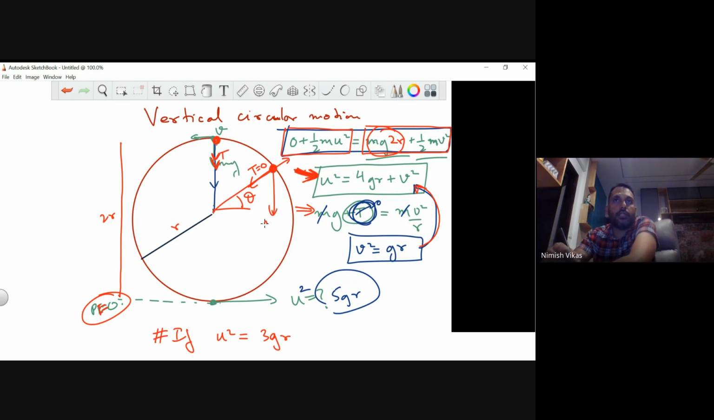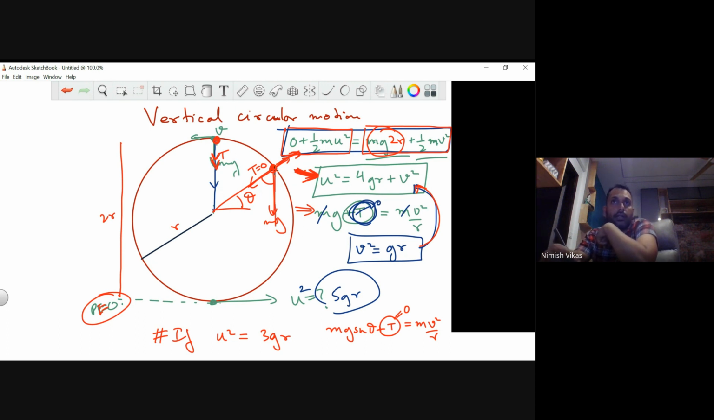So this is your mg. What is the component of mg over there? The angle will be 90 minus theta. So mg cos(90 minus theta) is mg sin theta. So your equation will be mg sin theta plus the tension, which is 0, is equal to mv square by r towards the outside. Is that clear? That is one equation. What is the other equation?